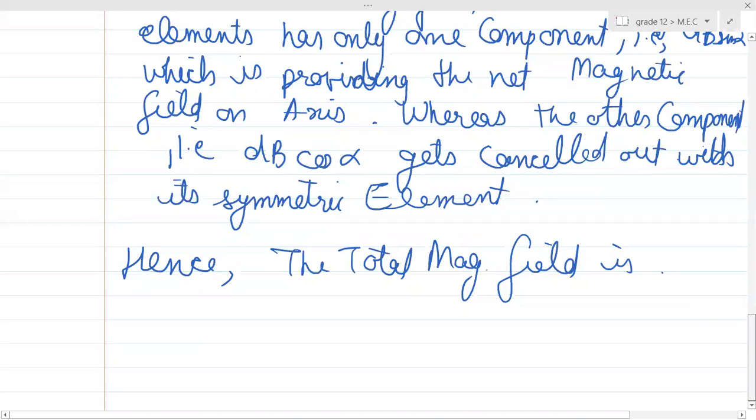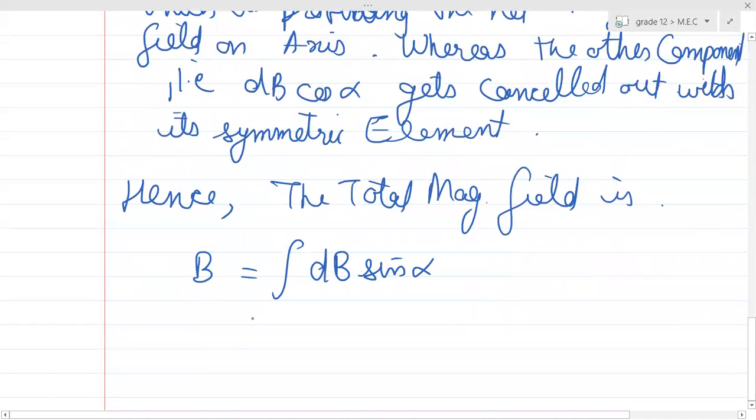Anyways, so did it till here, guys? Will you write till here? So basically, the total magnetic field at point P will be equal to the integration of dB. Which component? Sine alpha, cos alpha. Because sine alpha, and for the whole ring we'll do what? Integrate it.